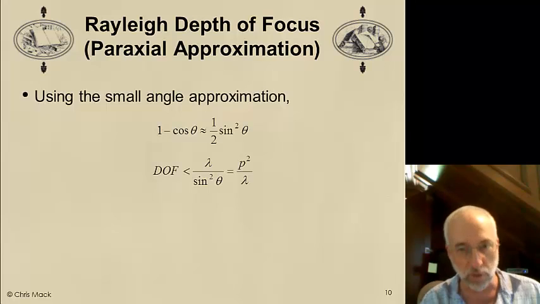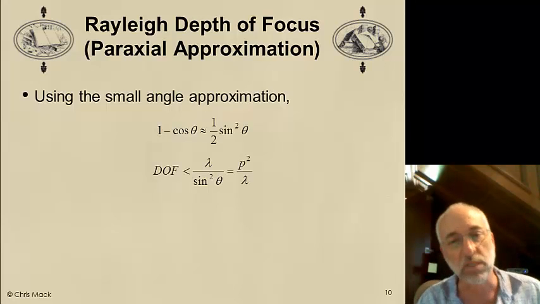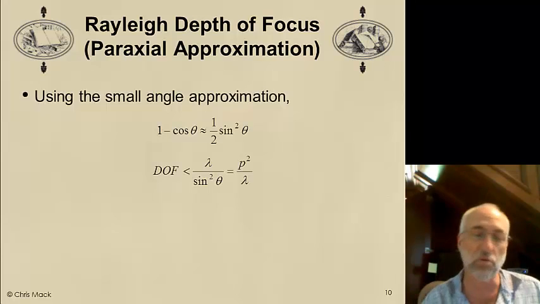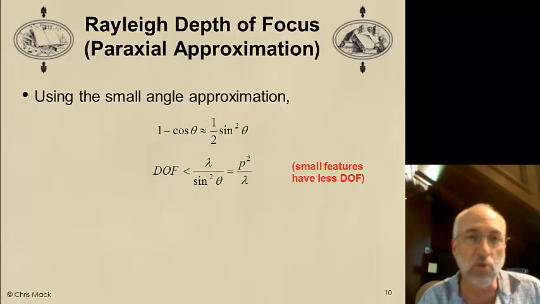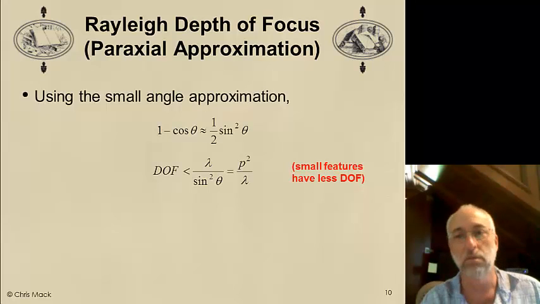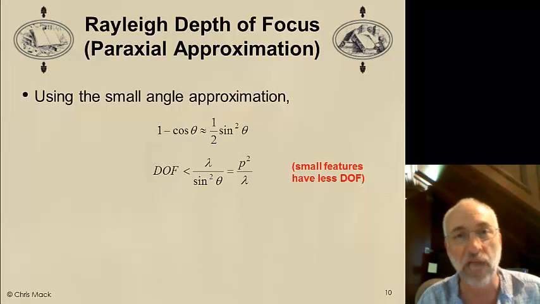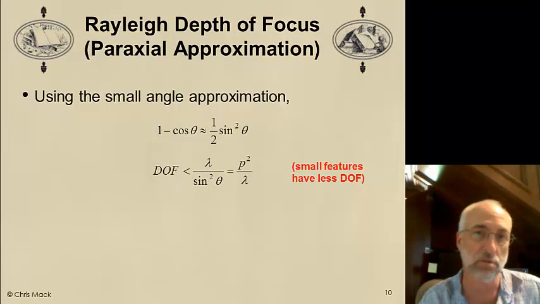So for the first order case, a case where I'm only getting the 0 and plus and minus first orders, we find that the depth of focus is proportional to the pitch squared and inversely proportional to the wavelength. What does this tell us? Something very important and very fundamental. Small features have less depth of focus.